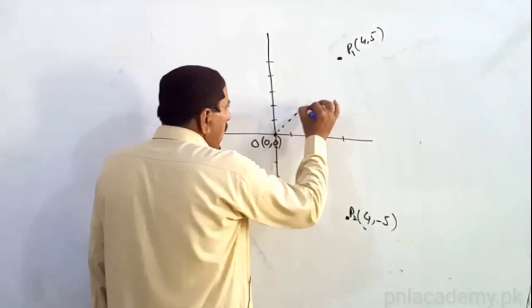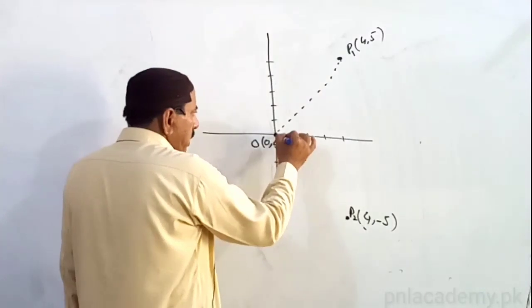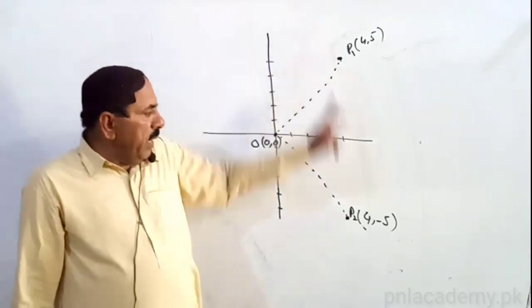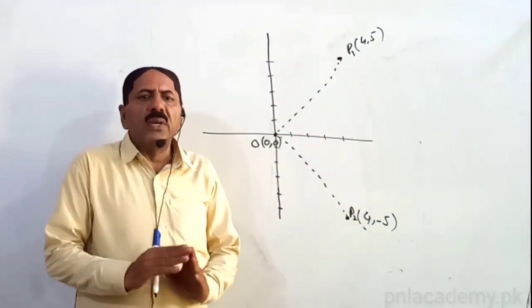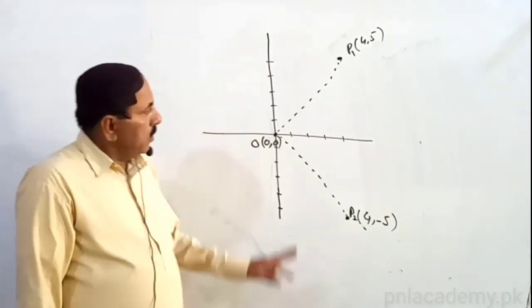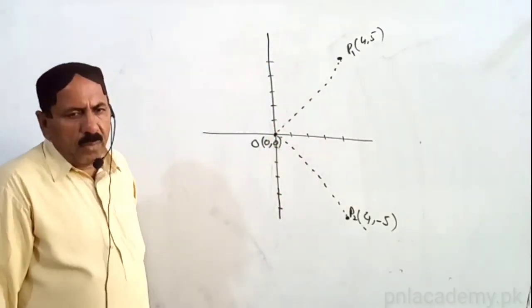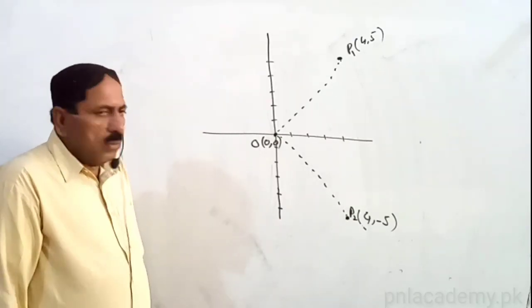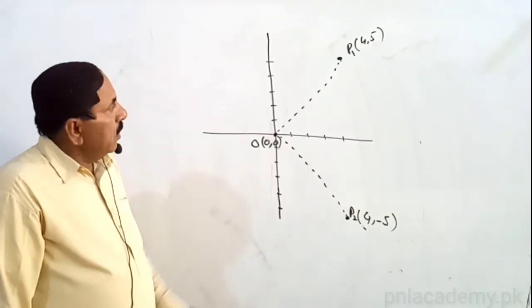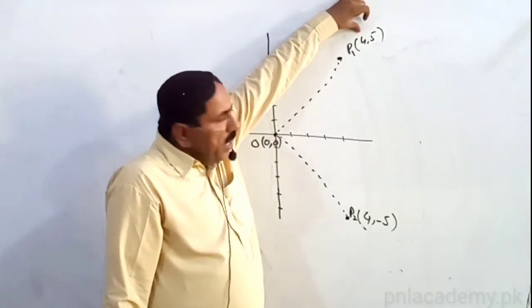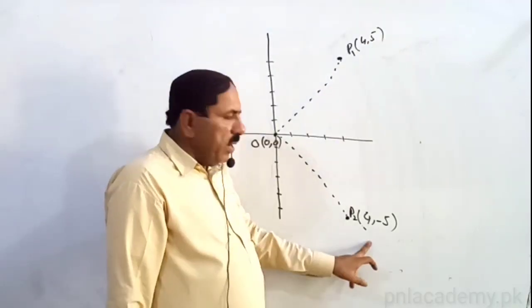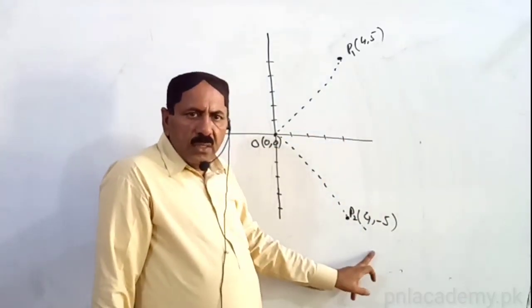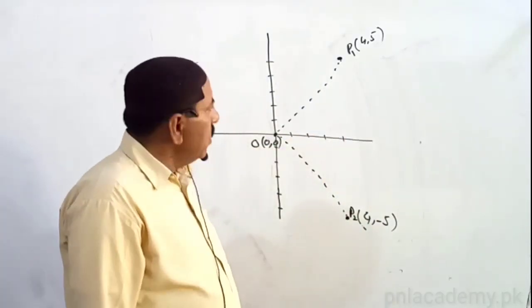This is the point having distance O to P1. This is the point having distance O to P2. So P1 and P2 both give different locations in the plane, but there is one similarity. Both points: this is the point (4, 5), and this is also the point (4, -5). Means these both points are complex conjugates of each other.